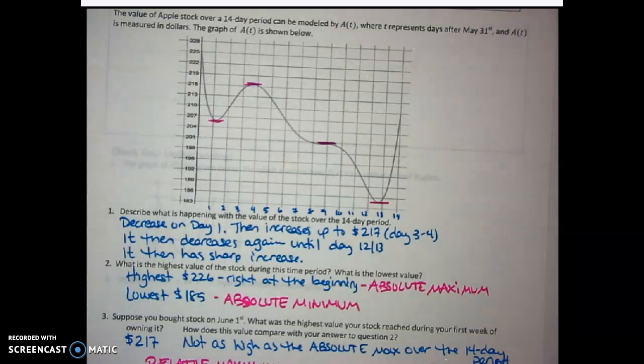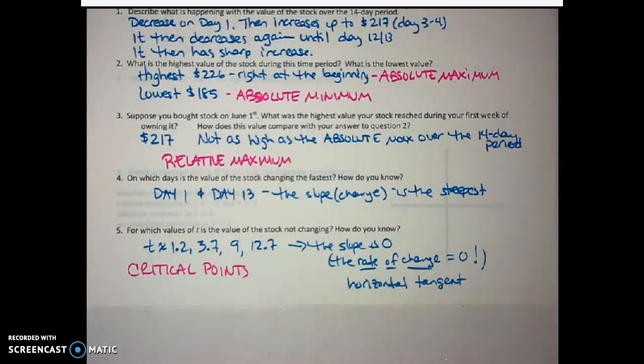And we know that the stock is not changing because the slope is 0. There's a horizontal tangent line. So these values, where the slope is 0, keep in mind the rate of change is 0. So that's why the stock is not changing. These values, where there is a horizontal tangent line, where the slope is 0, are called critical points.